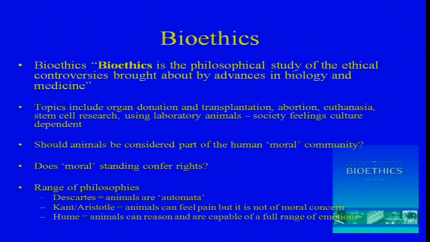Descartes basically said that animals are automata and that they essentially don't feel, they don't have a conscience, we don't have to worry about them. Somewhere in the middle are Kant and Aristotle, who believe that while they certainly can feel pain, it really is of no moral concern to us. And then on the other side of the spectrum are people like Hume, who say that not only can animals reason, but they can feel a full range of emotions and they should be treated accordingly.